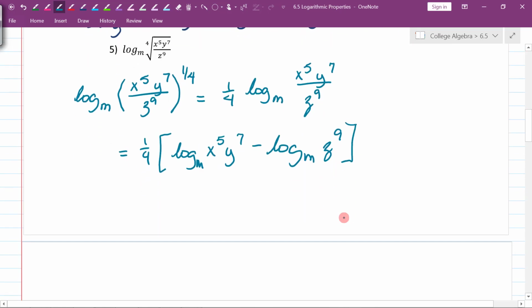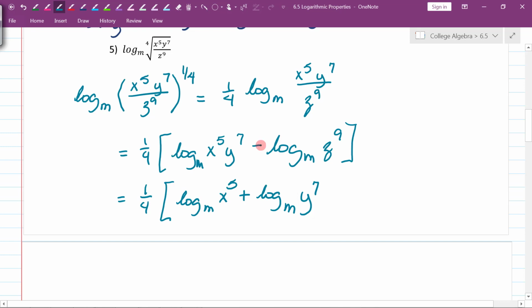Bracket. Now we're going to break this up into multiplication, and after that do the power rule. But let's first just get this broken up. So this is going to be equal to 1/4 parentheses log base m x to the 5th plus log base m y to the 7th. So all I did was break those two things up.